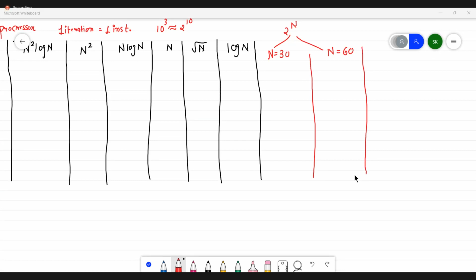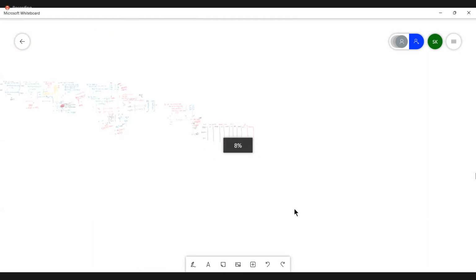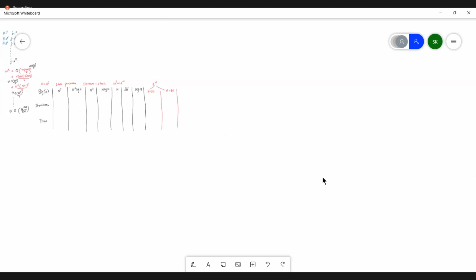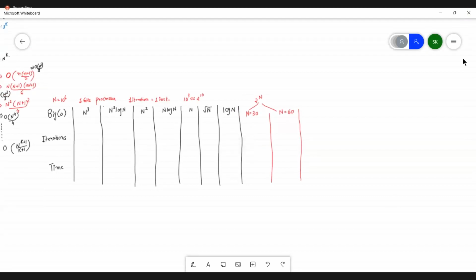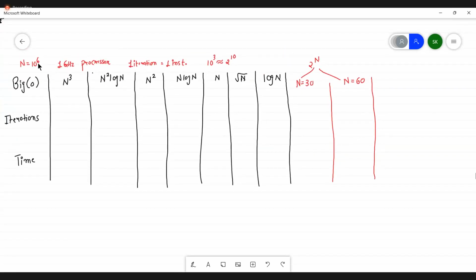How many of you are confused with the activity? Yes, guys, you can say it. Can you please explain again? Okay. Gaurav, the question is, you have been given n equals 10 to the power 6. So I am saying if your time complexity for the question comes out to be n cube, then what will be the number of iterations and what will be the time it will take?